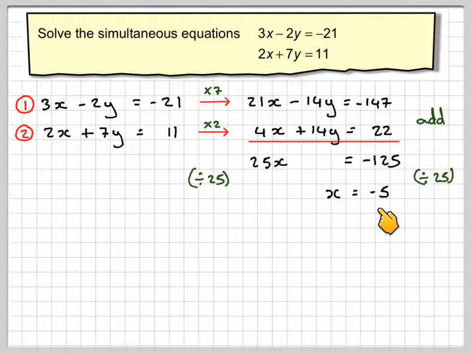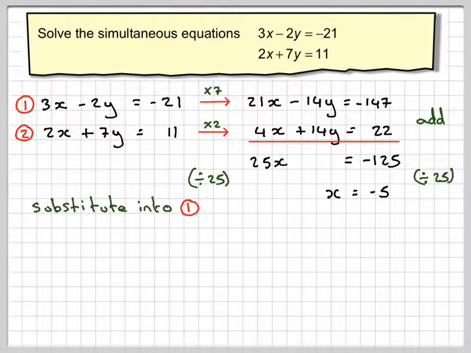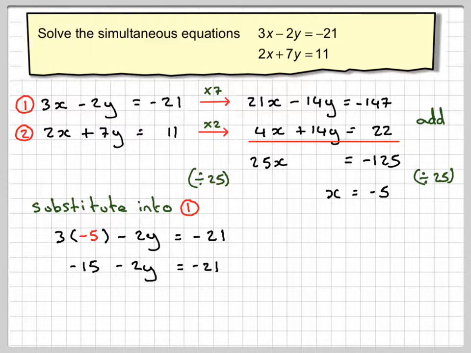Now, in order to find y, we need to substitute into one of these two equations. I'm going to substitute into 1. So substituting into 1, we're going to have 3 times minus 5 minus 2y is equal to minus 21. 3 times minus 5 is minus 15, minus 2y is equal to minus 21.